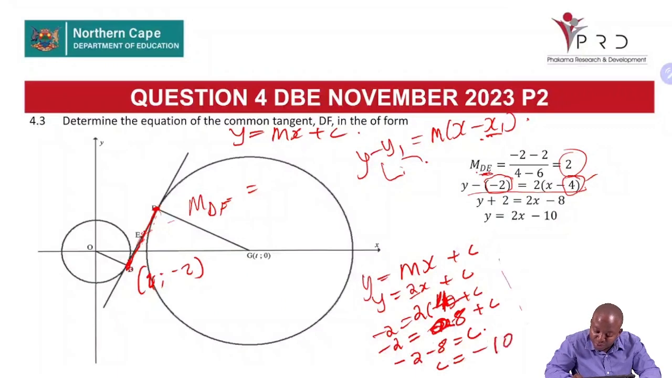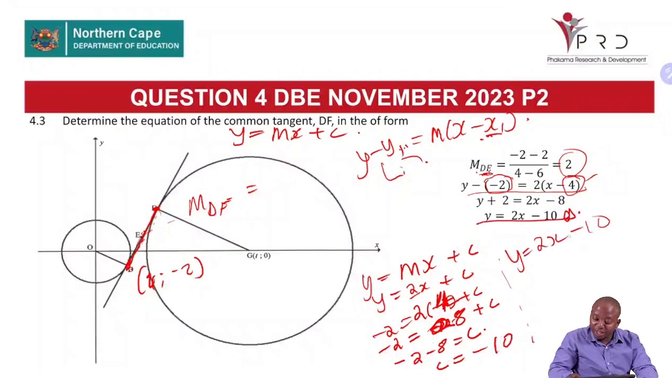Then when we substitute into that equation, it's y equals 2x minus 10, which is what we have there. So you can use this method or that method. This method gives you the answer straight away.